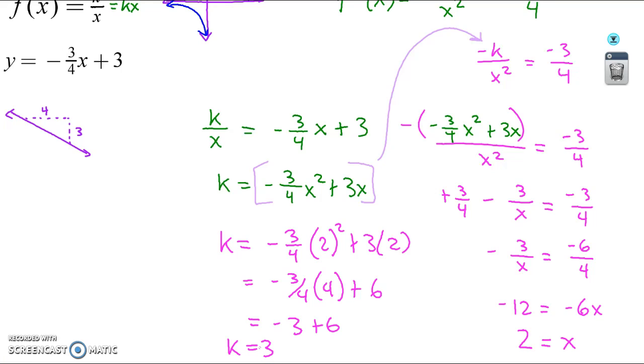So my function now will have to be f of x equals 3 over x, and this line will be tangent at x equals 2. So that's the first problem I was going to solve in class and didn't quite get to. Let's go to the next problem now.